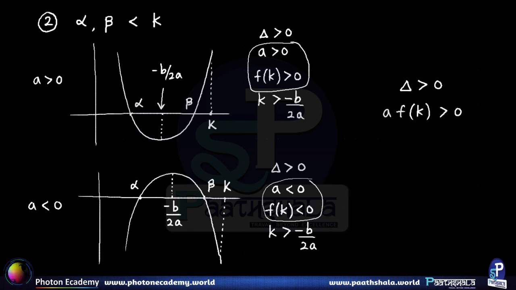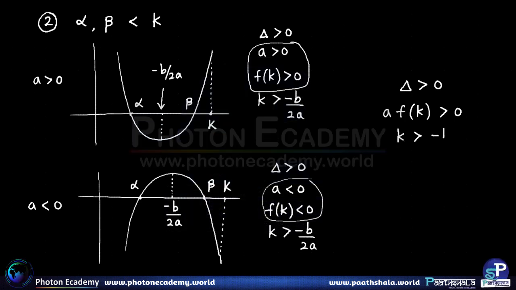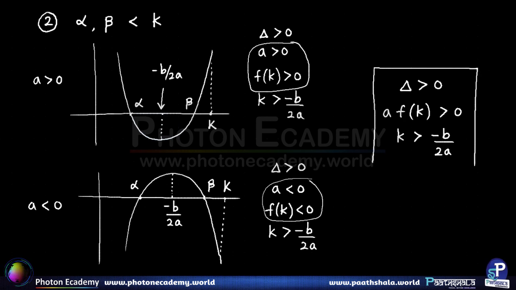And the only change from the previous situation is that now k has to be greater than minus b by 2a, which was less in the previous situation. So this is the final set of conditions for the two roots of the quadratic equation to be less than a certain constant k.